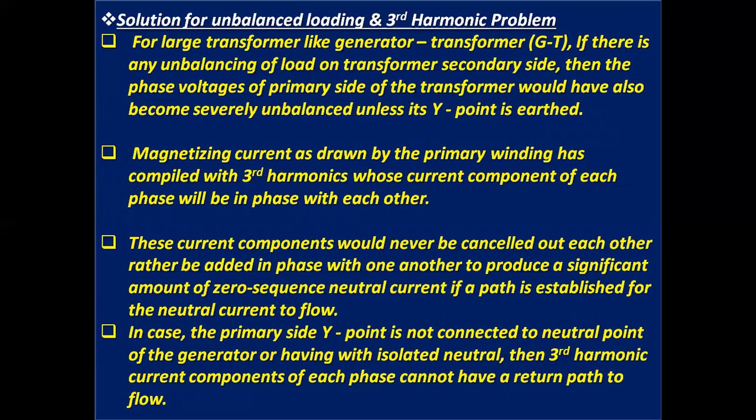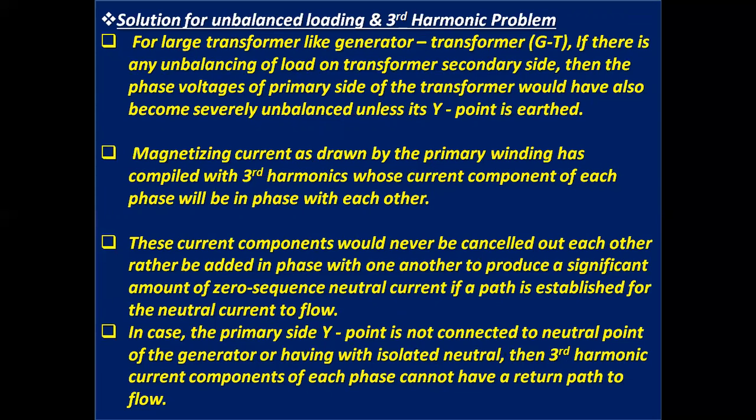Solution for unbalanced loading and third harmonic problem. For large transformers like a generator transformer, if there is any unbalancing of load on the transformer secondary side, then the phase voltages of the primary side of the transformer would also become severely unbalanced unless its Y point is earthed.